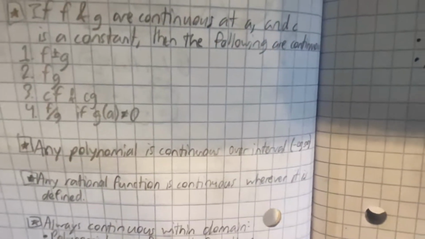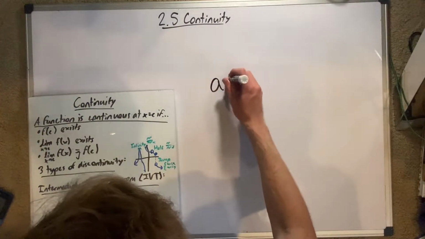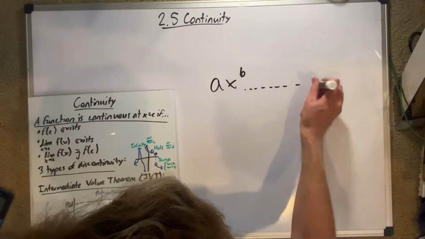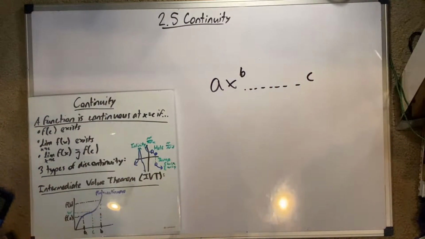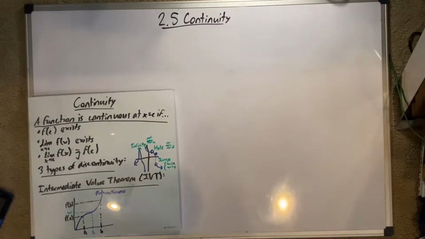Any polynomial is continuous over the interval. So that means I can write any string of nonsense, ax to the b power, that then goes on and on and on until we find a final constant. No matter what I write here, it is always continuous. And that's just how polynomials work. It'll always be continuous, no matter what.